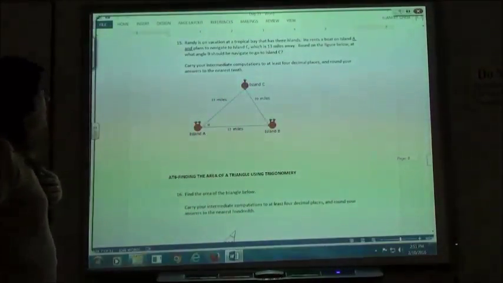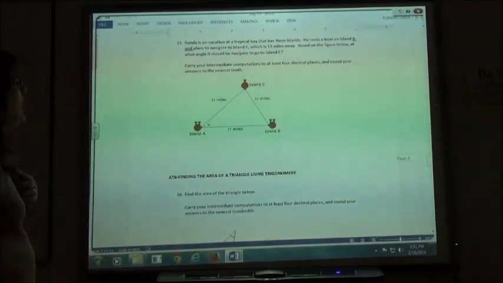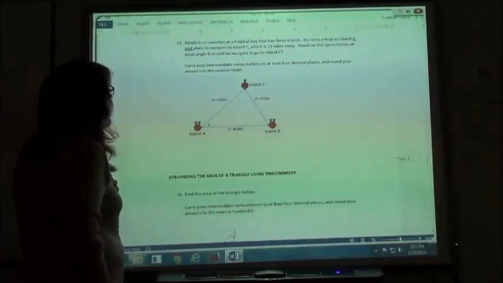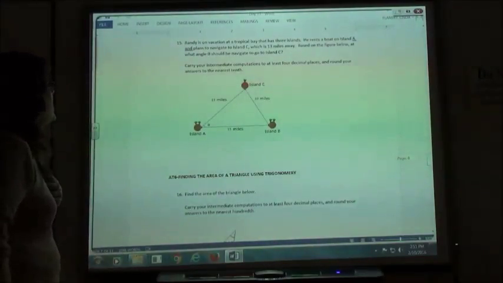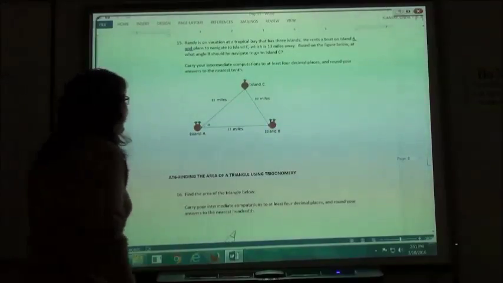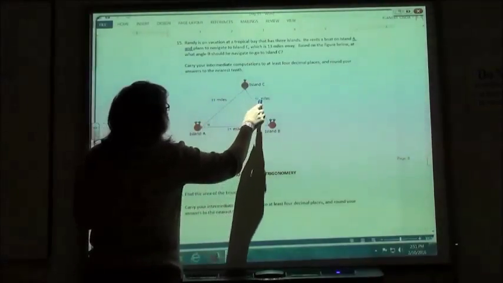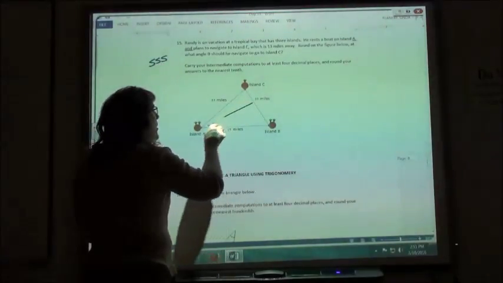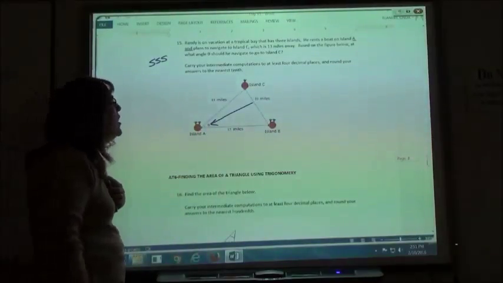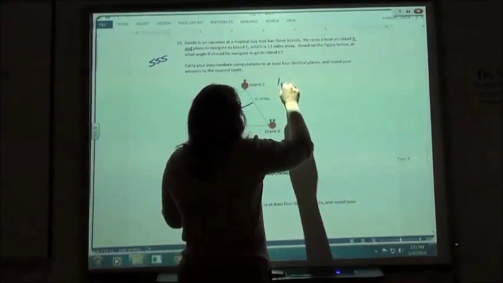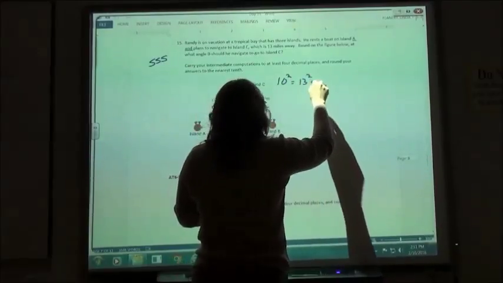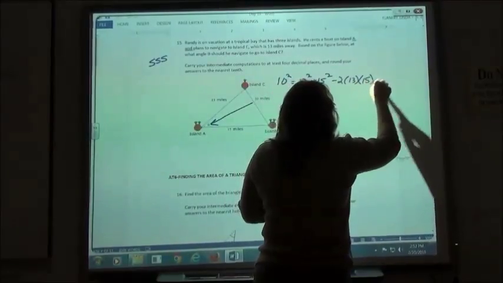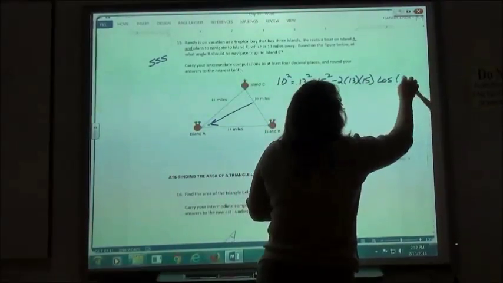Randy is on vacation at a tropical bay which has 3 islands. He rents a boat on island A and plans to navigate to island C, which is 13 miles away. Based on the figure below, at what angle theta should he navigate to go to island C? So, again, we have the side, side, side case. We have 3 of the sides. We're looking for the angle that's opposite the 10 miles. So putting that into my law of cosines, 10 squared equals 13 squared plus 15 squared minus 2 times 13 times 15 cosine of theta.